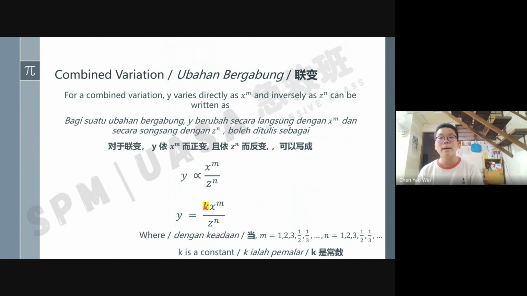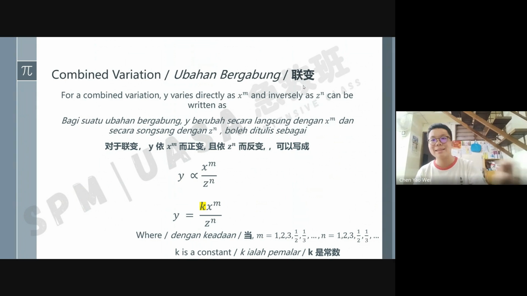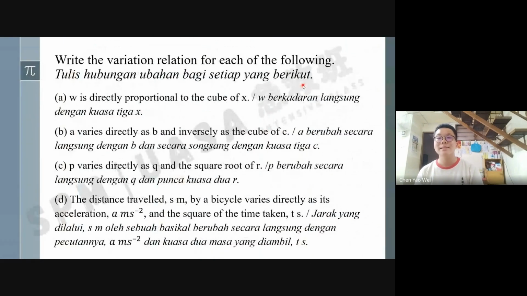So actually we already ended our lesson, but now I want to go through some questions to help you understand more. Now let's see a question here. The question is asking to write the variation relation for each of the following. Look through the question carefully. You see, write the variation relation.